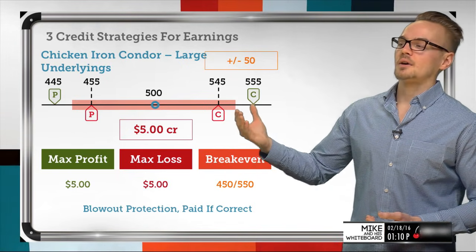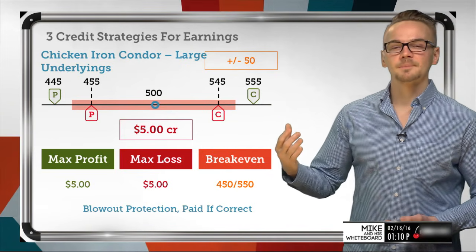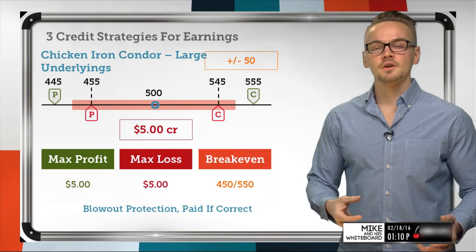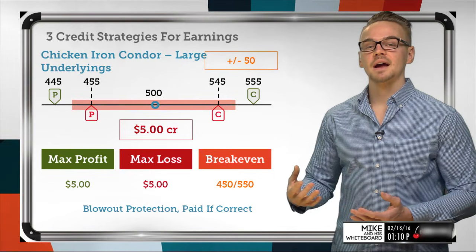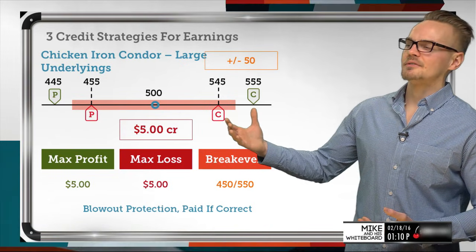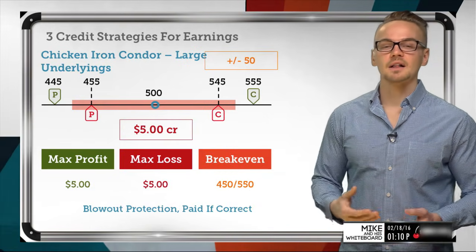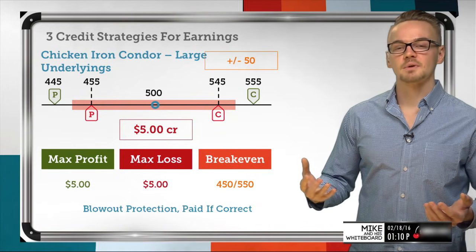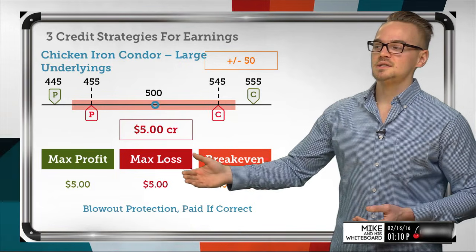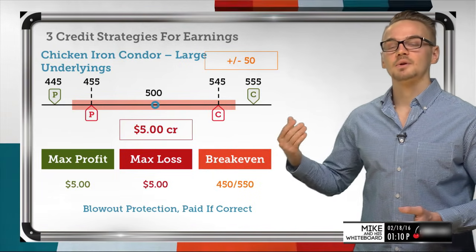Sure, with a regular iron condor, I can probably get further away, but I would be collecting less, and therefore my max loss would be higher. So in this same example, if I moved these strikes out for a regular iron condor and only collected $3, which would be a third of the width of the spread, I would be at a max loss of $700 if I was to get blown out on one side.